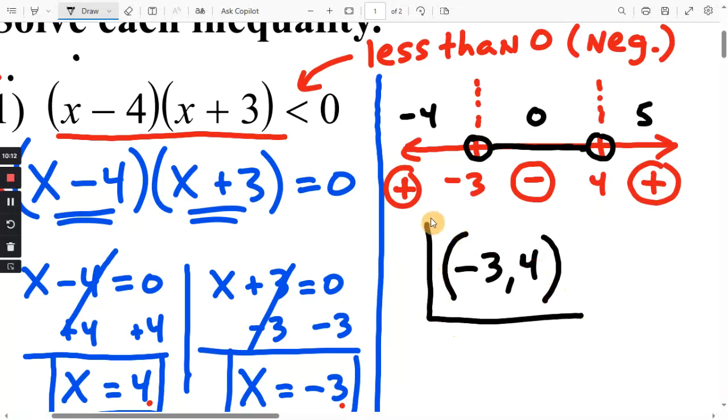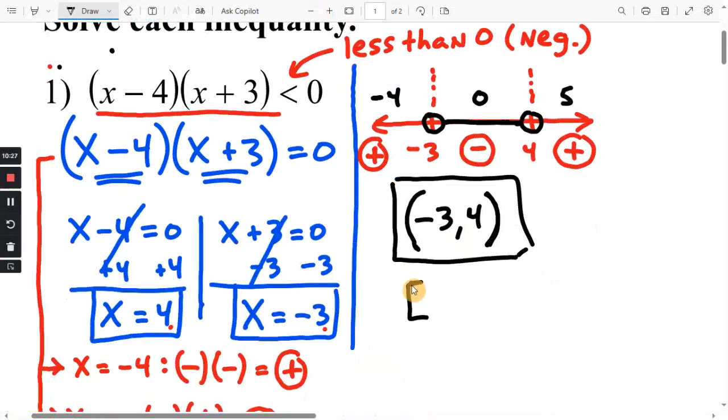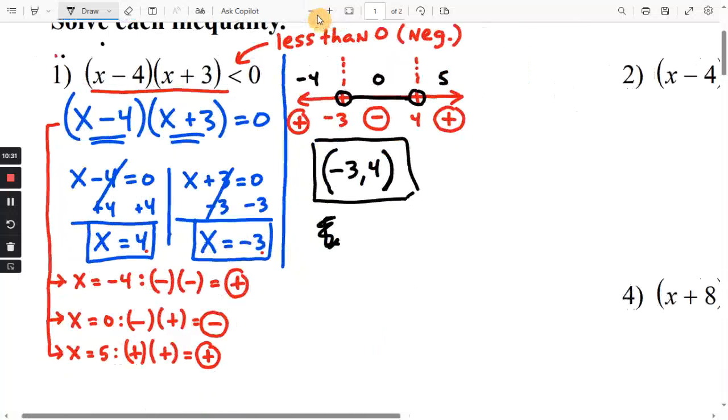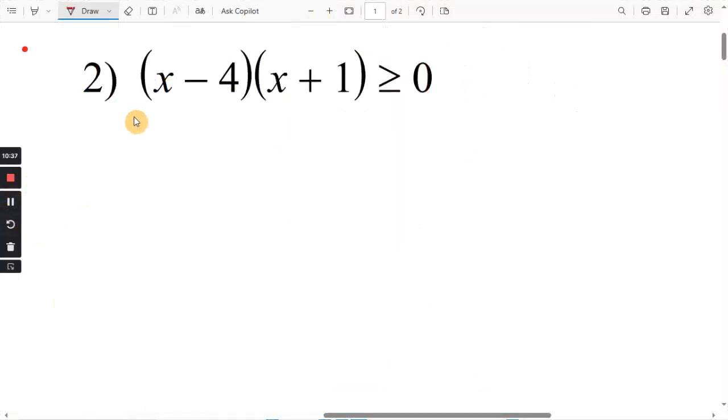That's your answer. If the zeros were included, you would use a square bracket instead of a rounded parenthesis, but when it's not included, you use the rounded parenthesis. All right, so that is basically it for number 1. All right, please pause and try number 2.